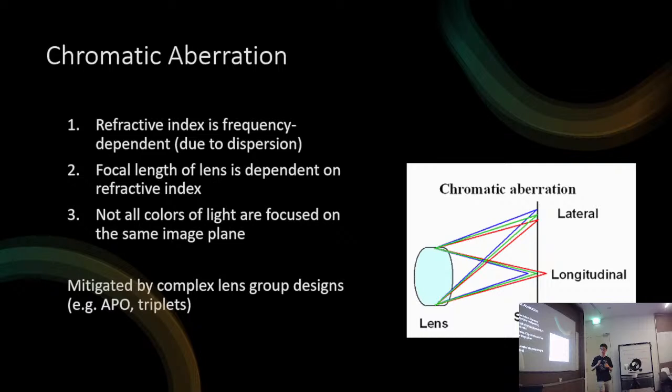But if you look at stuff on the edge of the field of view, lateral chromatic aberration means that you have the same image, nicely focused, but shifted laterally, right? So you have this triple image of different colors spread in one direction.